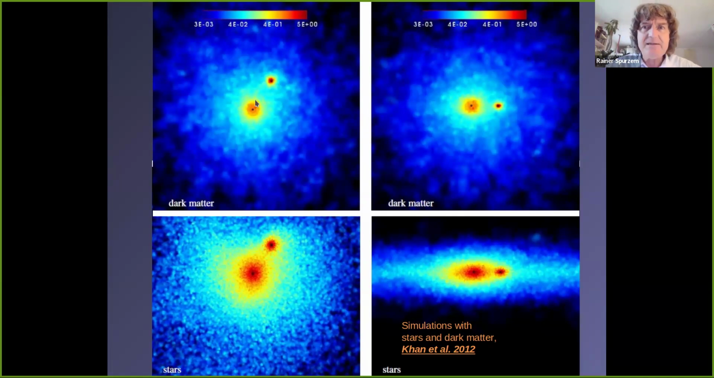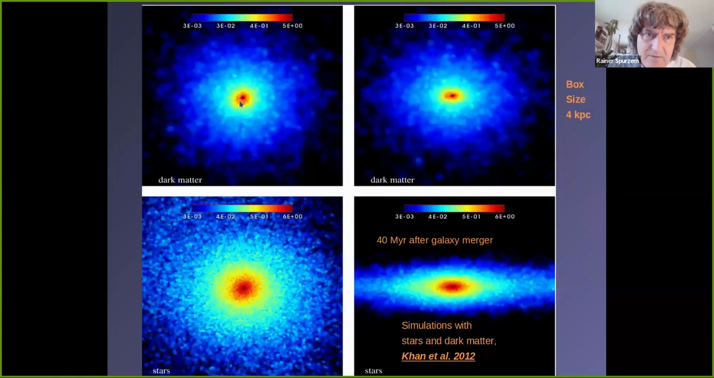We start with 2 galaxies. The density is, I think, the color code. Then the galactic nuclei come close to each other. Yeah, and this is already turned out 2012. And finally, we see here the black hole merging.